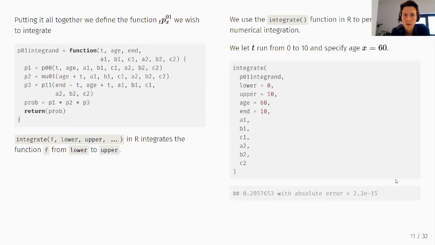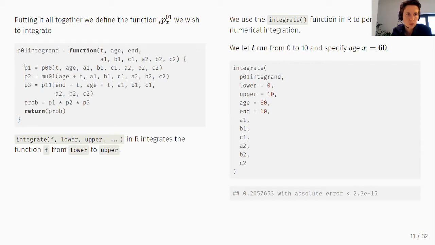Putting that all together, what do I get? I want to write down the function which I would like to integrate. That's this function that combines the three building blocks that we encountered before. So the probability to stay in the healthy state, then the transition intensity to go from the healthy to the disabled state, and then the probability to stay in the disabled state.